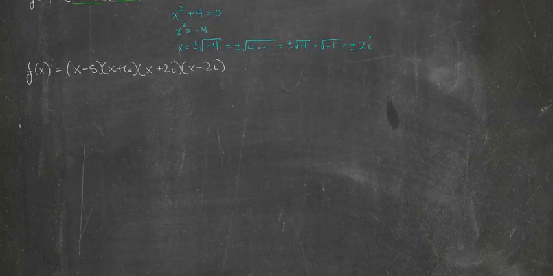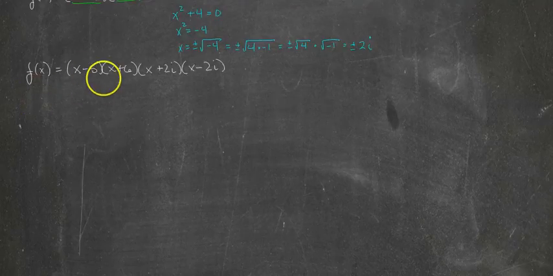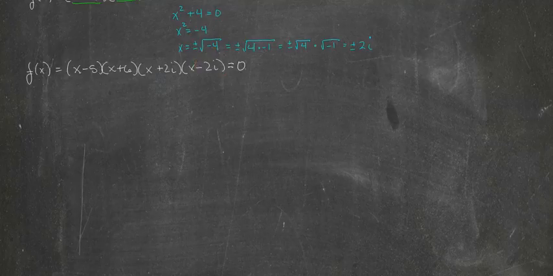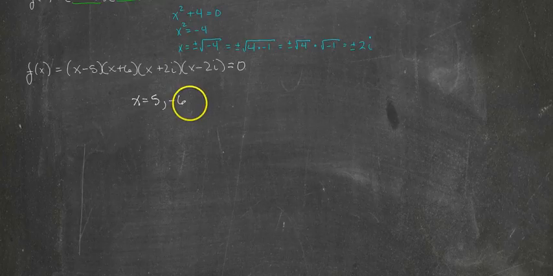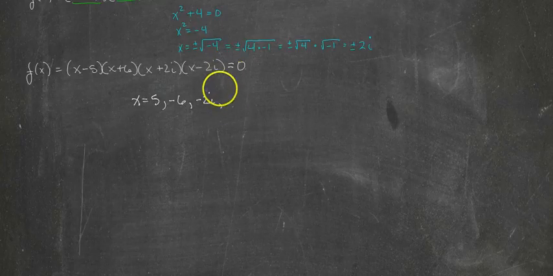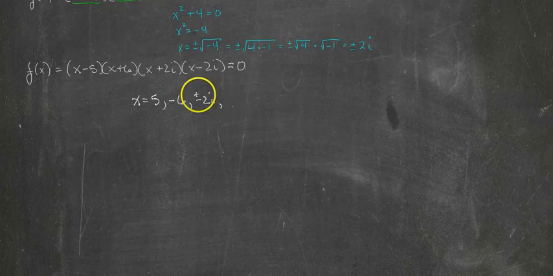Now we want to list all the zeros of the function. Well, that's easy enough because each of these, if I set it equal to 0, will give me one of the zeros. So x minus 5 equals 0 when x equals 5. x plus 6 equals 0 when x equals negative 6. x plus 2i equals 0 when x equals negative 2i. And x minus 2i equals 0 when x equals positive 2i. So I can write it that way.